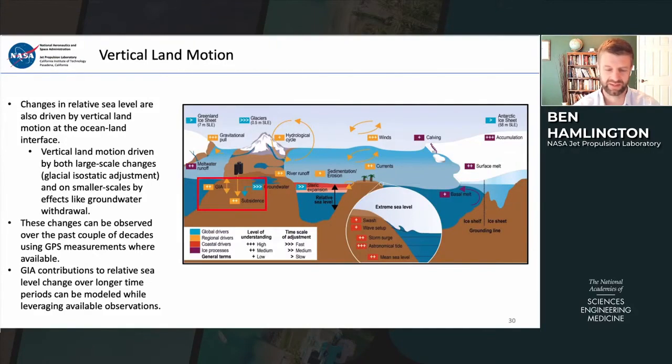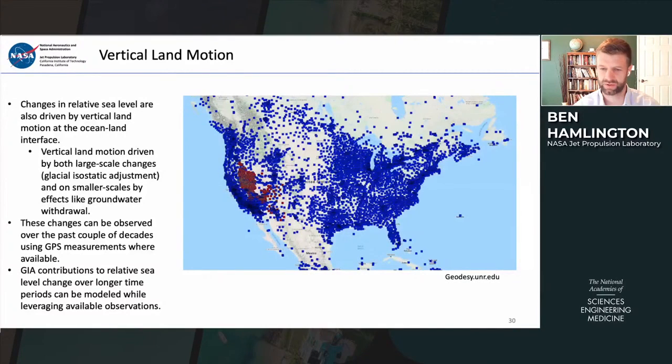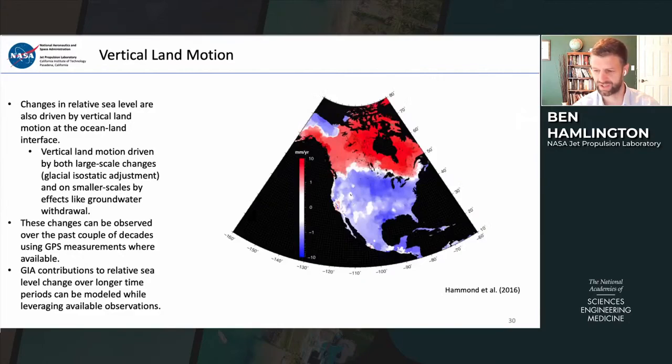We do have observations of these in the past couple decades. So one way that we observe them is through GPS. So this is just showing the GPS coverage and the GPS stations maintained with the data collected by UNR, the University of Nevada at Reno, on their website. So you can see the coverage of GPS across the United States. And then from this, we can assess vertical land motion using what's called a GPS imaging technique, which I think Bill Hammond will speak a little bit more about tomorrow. But you take those observations and you can create this map showing exactly where we see subsidence versus uplift, and can start to infer how coastal communities might be impacted by the subsidence.